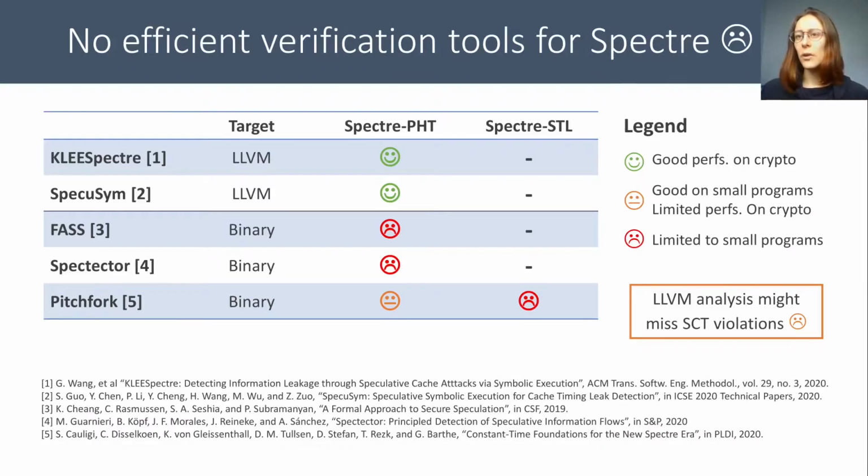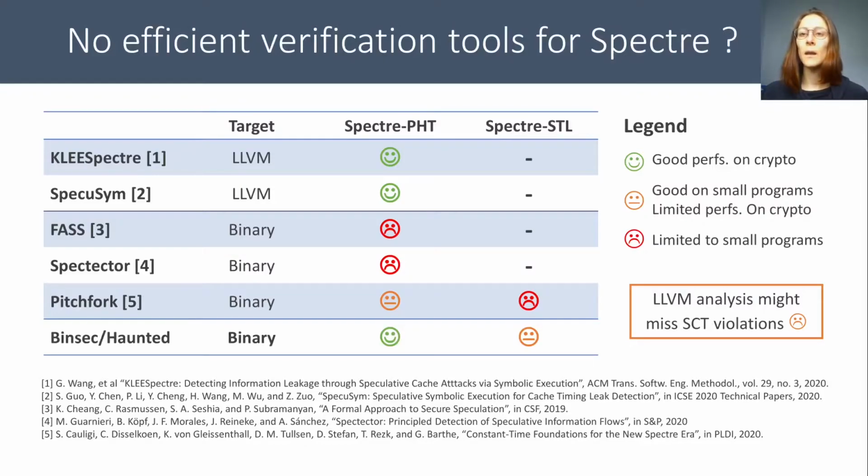So there are already some verification tools for Spectre. However, for Spectre-PHT, they either don't scale to real-world crypto on binaries, or they operate at LLVM level, and so they might miss speculative constant time violations. For Spectre-STL, there is only one tool, Pitchfork, but it doesn't scale even on small programs due to the path explosion I mentioned. So the tool we propose, Haunted, makes Spectre-PHT analysis scalable on real-world crypto at binary level, and for Spectre-STL, it is able to exhaustively analyze small programs and find bugs in larger code.